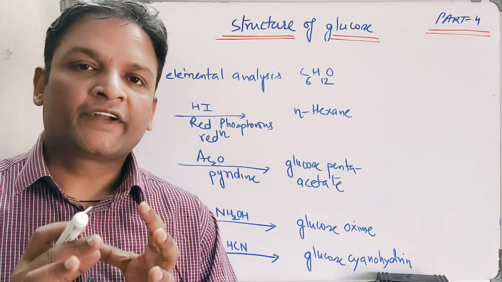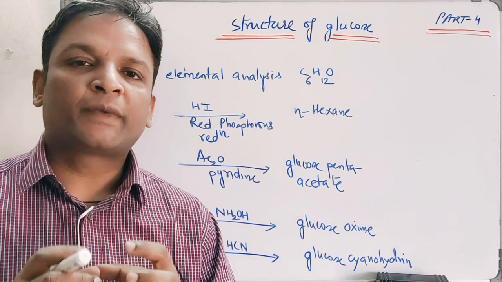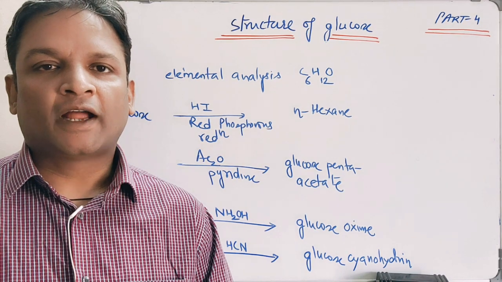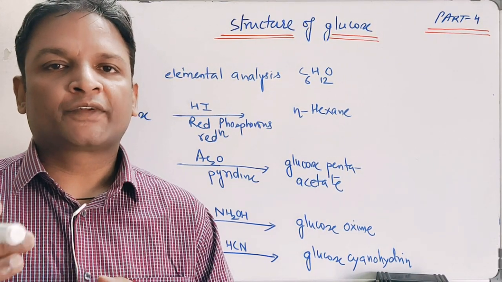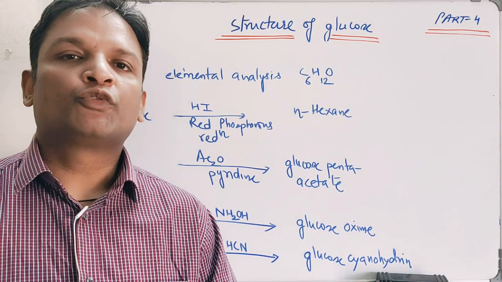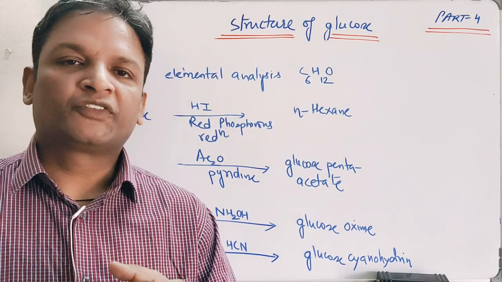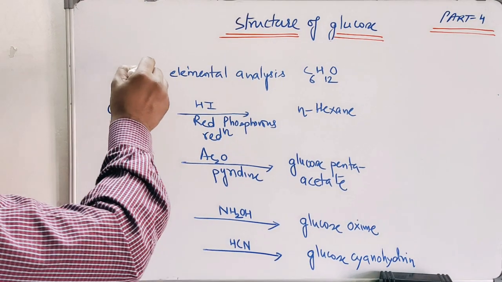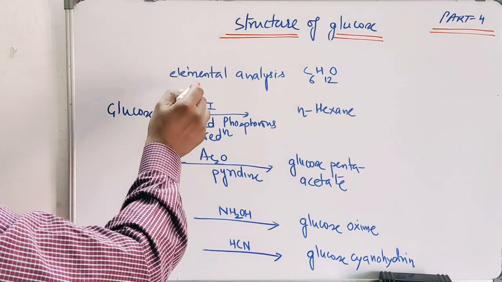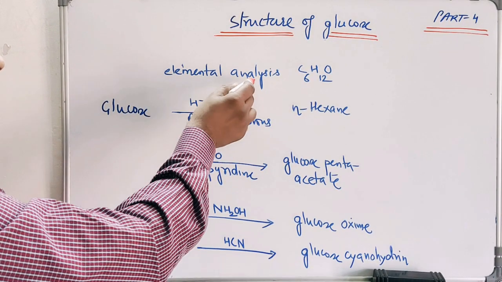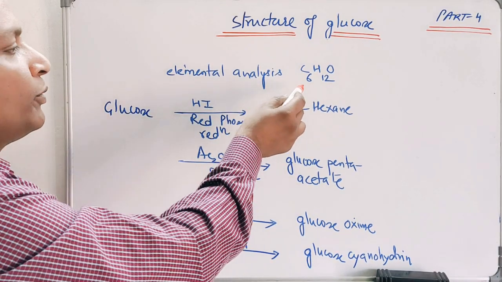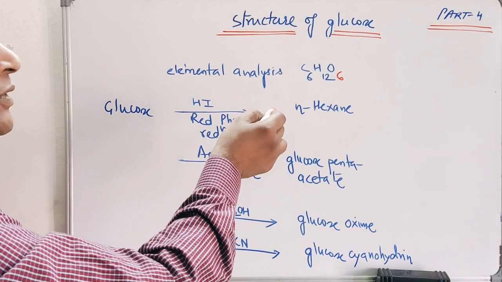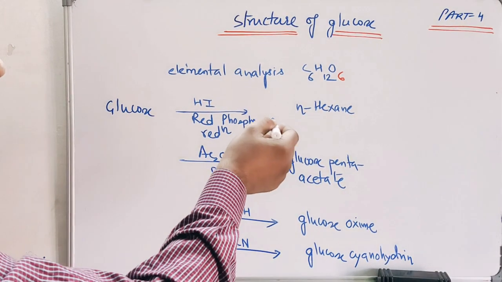Now there are different reactions through which we will systematically determine the open chain structure of glucose. By getting information from the different reactions, we will move step by step toward the open chain structure of glucose. First, by elemental analysis, the formula of glucose was found to be C6H12O6.